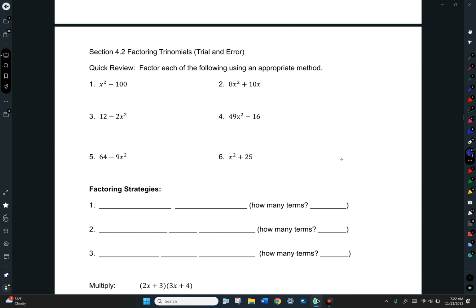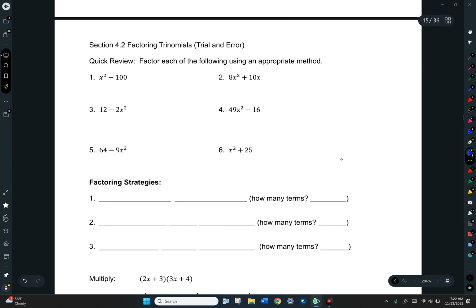This is section 4.2. It's all about factoring trinomials. This method is probably the biggest one that we do related to factoring, and we will use this for the entire year, for every year that you have remaining in high school and any college classes that you may need to take. This is never going to go away.